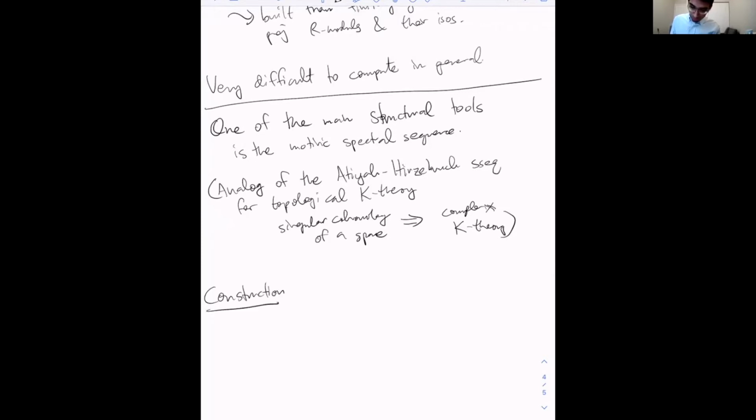This is a construction that was conjectured by Beilinson and developed by Friedlander, Suslin, and Levine.